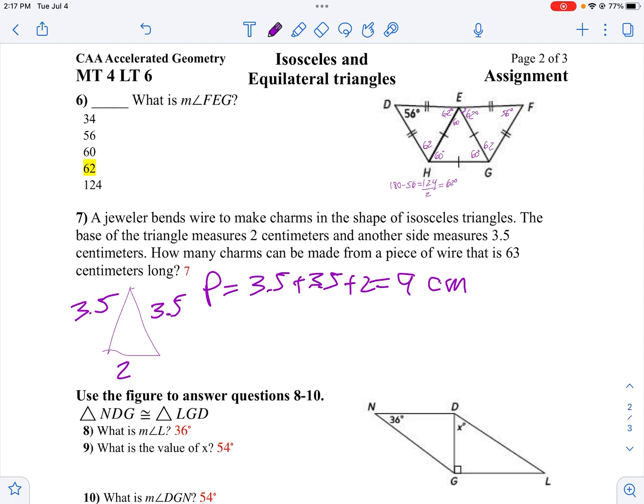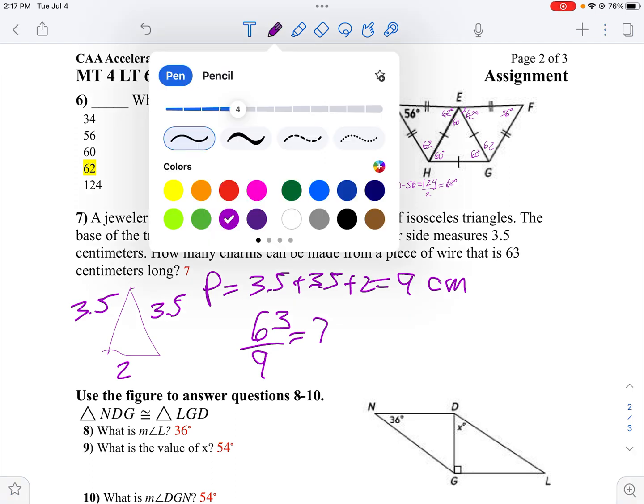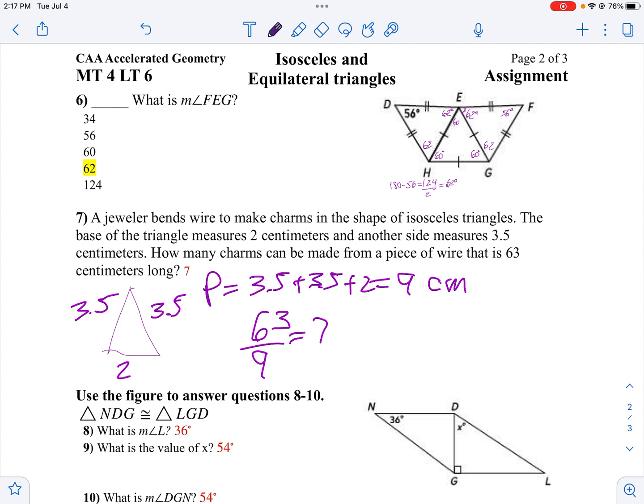Well, how many charms can you make with a length of 63? So it takes 63 divided by 9. I get 7. Don't write 7. Answer the question, please. So I'd say the jeweler can make 7 charms. That's what I'd like to see on your assignment: show me your work and write a complete sentence.